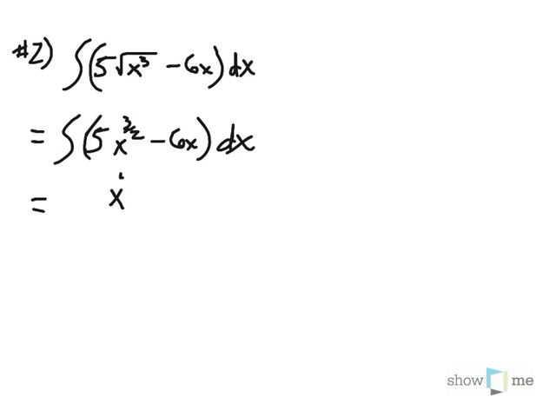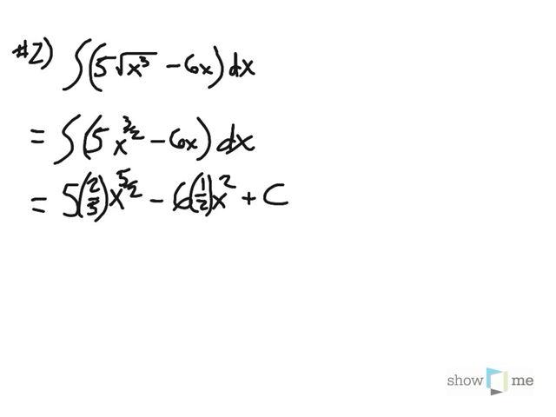So that's x to the 5/2. At the 5 that was there originally. Then we multiply that 5 by the reciprocal of 5/2, so multiply it by 2/5. Subtract 6. This x has an exponent of 1. Add 1 to it and you get x squared. Multiplied by the reciprocal of 2, which is 1/2. And you throw in your arbitrary constant.